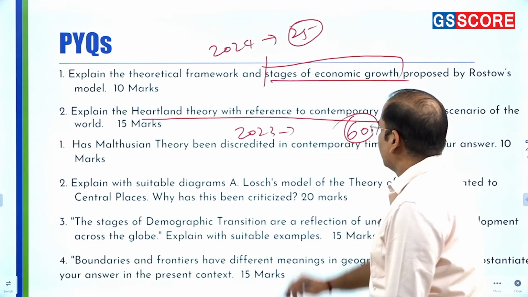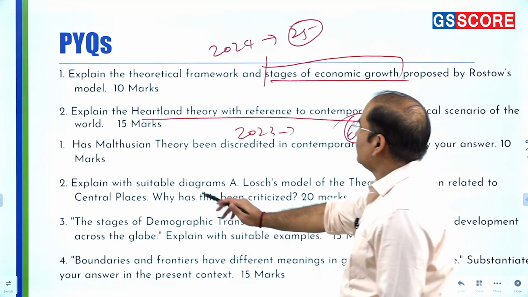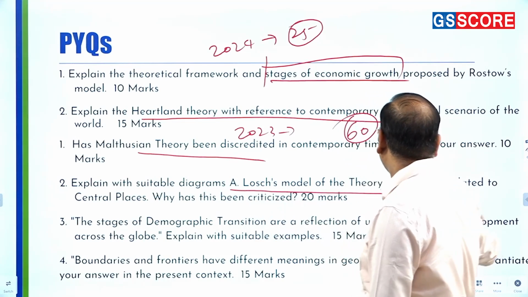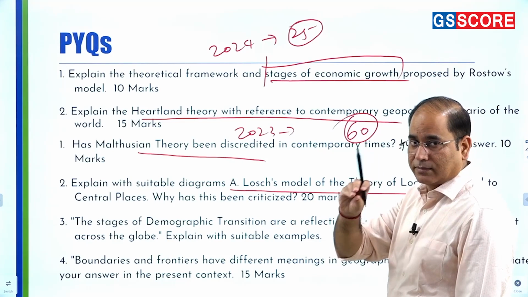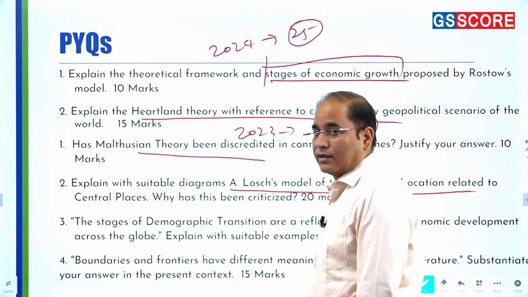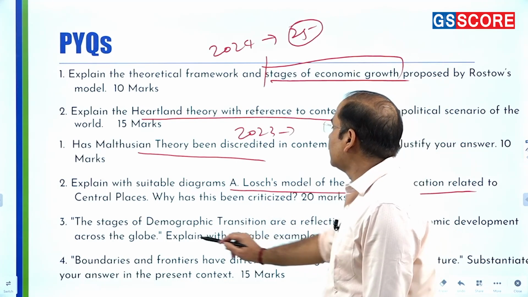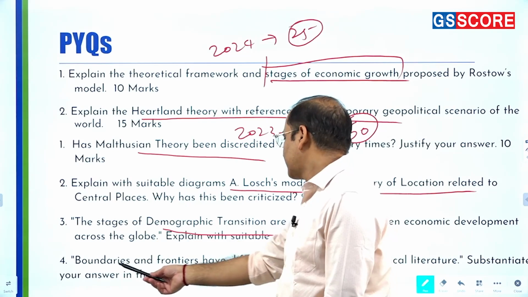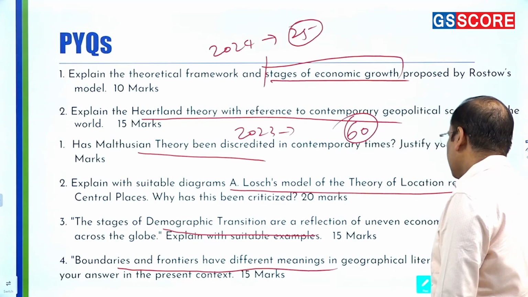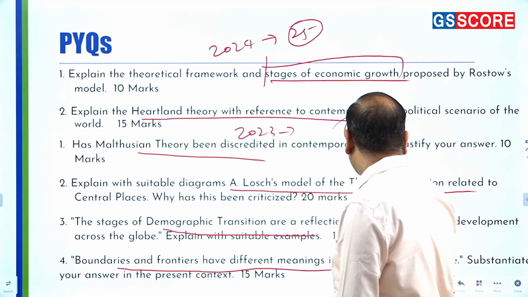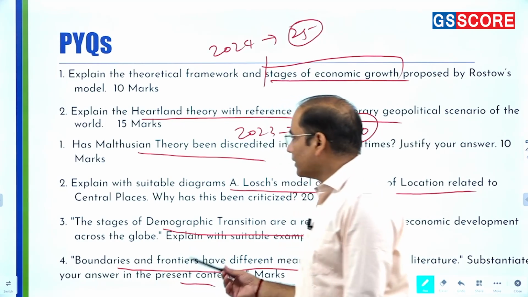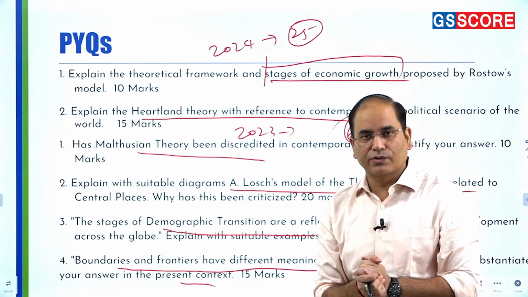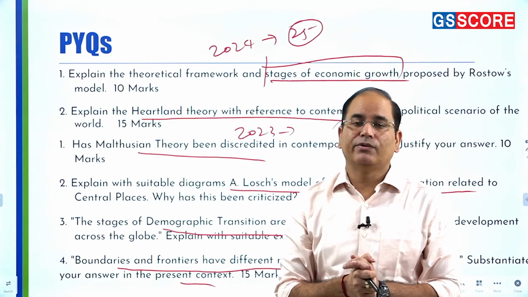almost 60 marks. Questions like, has Malthusian theory been discredited? Again, population concept. Explain with a suitable diagram the Loesch model of the theory of location related to central place. So, that central place theory of Christaller and Loesch, CBD. Why has this been criticized? Then the stages of demographic transition, DTT, a direct question from population theory. Then boundaries and frontiers have different meanings in geographical literature. So, what is a boundary, what is a frontier? Substantiate your answer in the present context, again a direct question. So, models and theories: there are a limited number of theories in human geography that you are supposed to study, and out of all the theories you will regularly get direct questions.